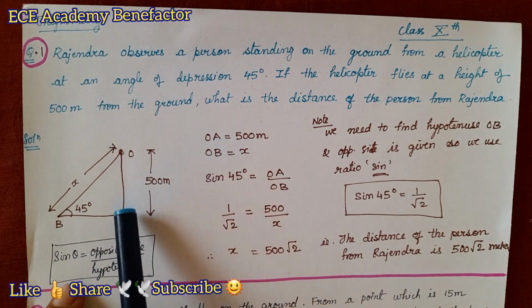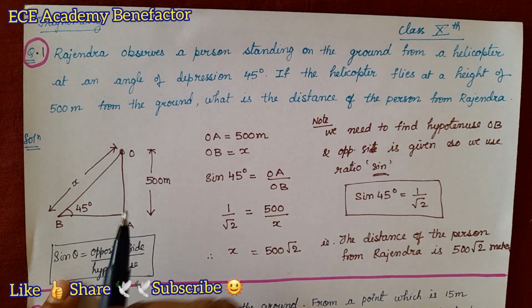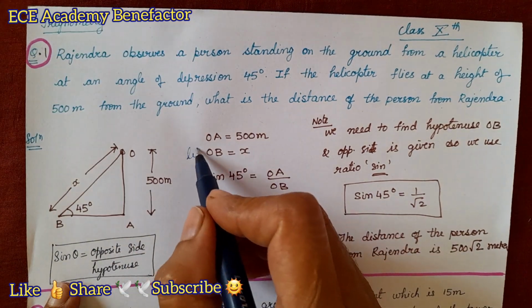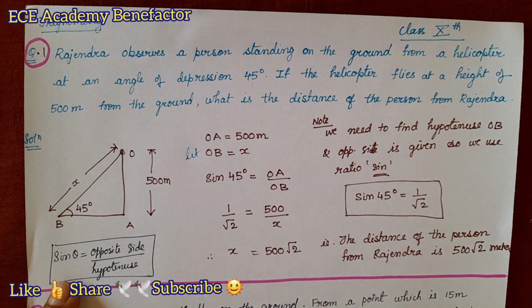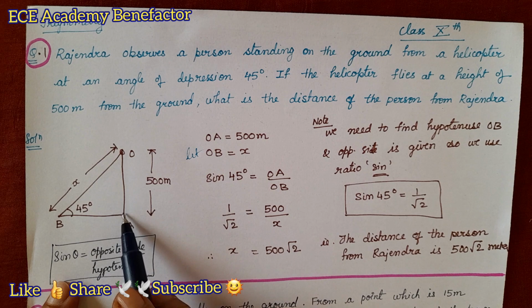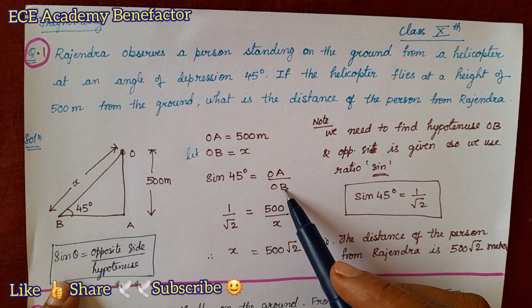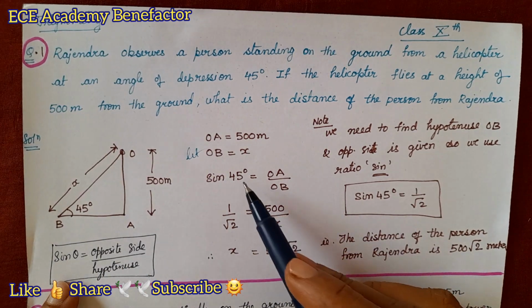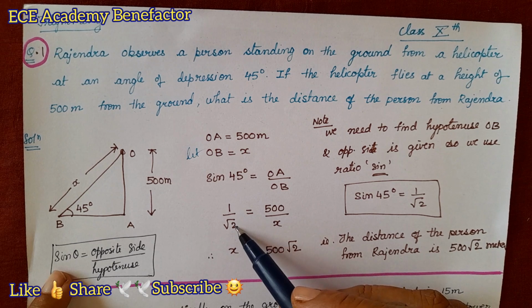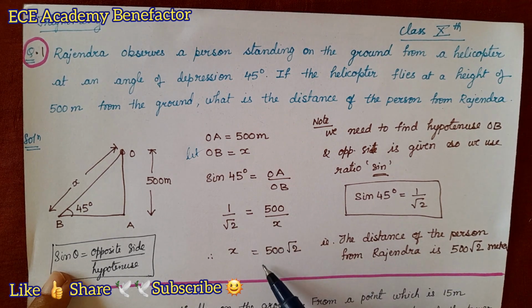What is given? OA is given as 500 meters, and let OB be x. So, sin 45 is what? Opposite side is OA by OB, opposite side by hypotenuse, OA by OB. OA is how much? 500. Sin 45 degrees is 1 by root 2. So, on cross multiplying we can find x is equal to 500 root 2.